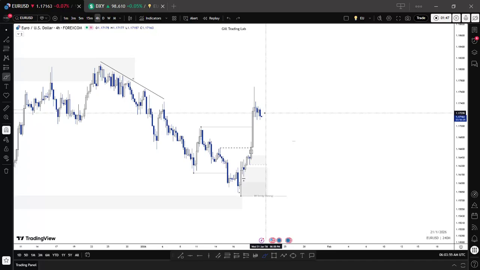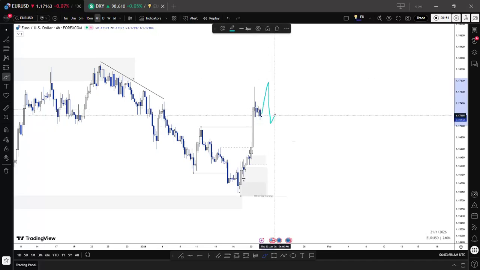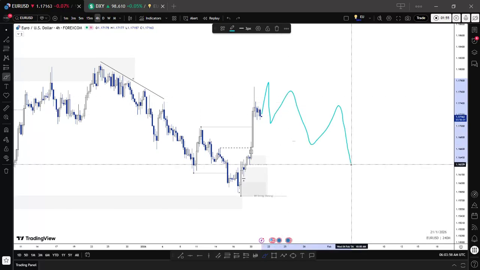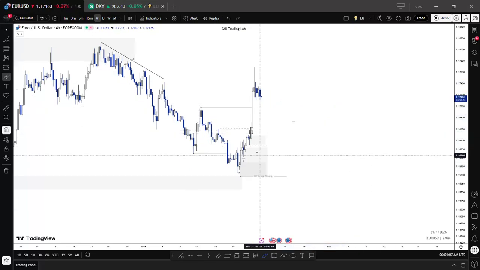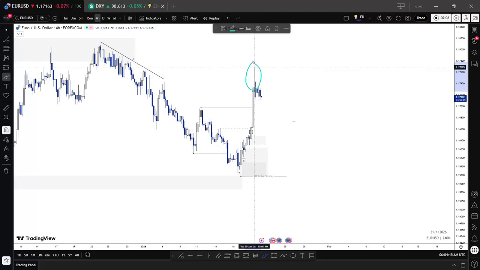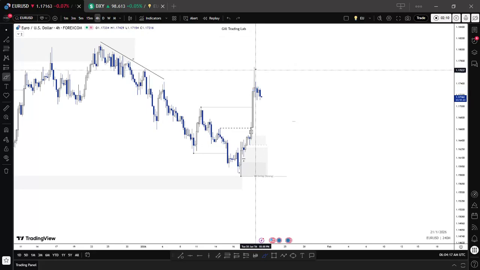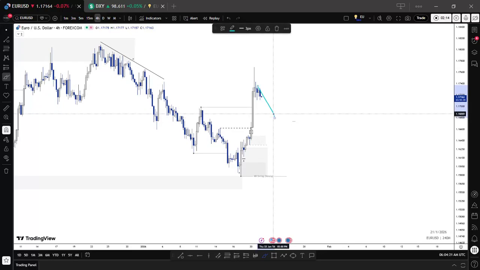So let's say we got a CHoCH from here, it can evolve and price can start forming internal structure. But the fractal low is a little bit far. Here we can see this large wick. With this large wick, it might be a signal for the start of the swing pullback.